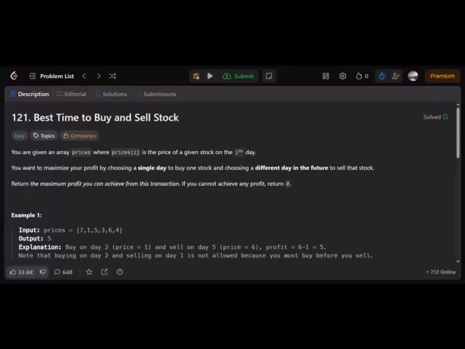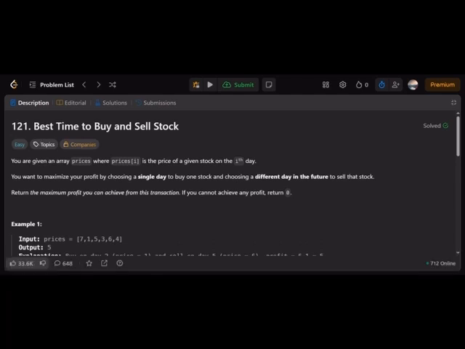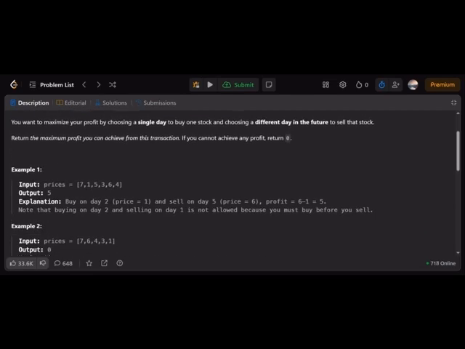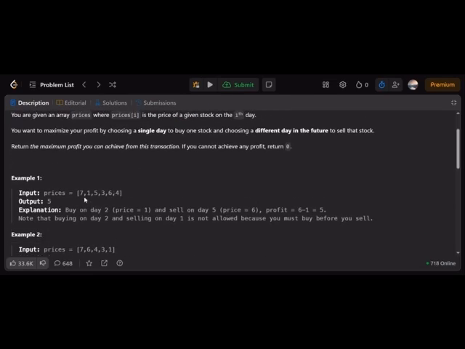Hello everyone, today we're going to solve a LeetCode problem, best time to buy and sell stock. You are given an array of prices where prices[i] is the price of a given stock on the ith day. What does this mean? That means on your ith day, that is the price you are given.